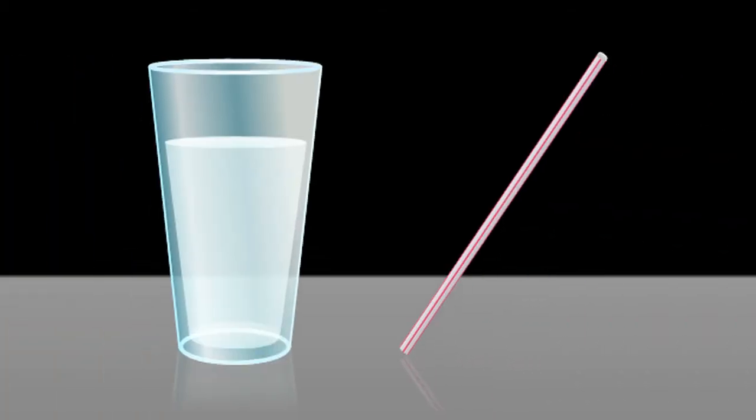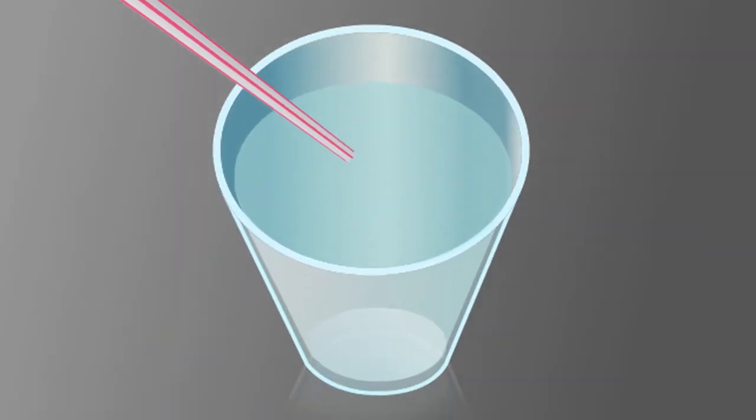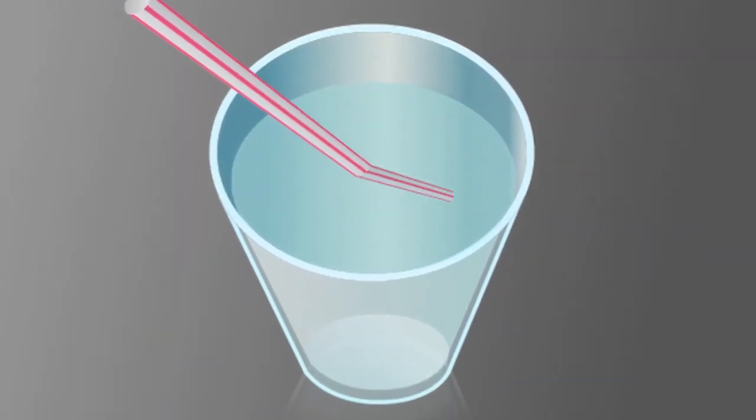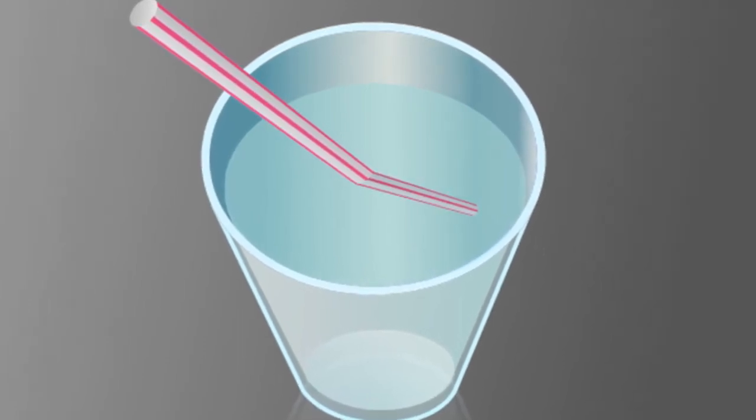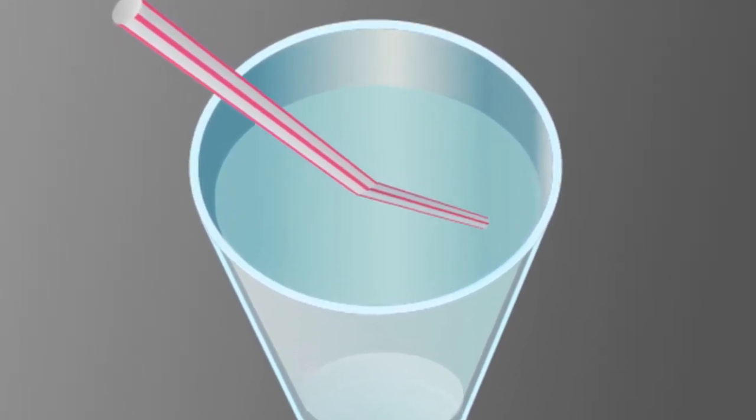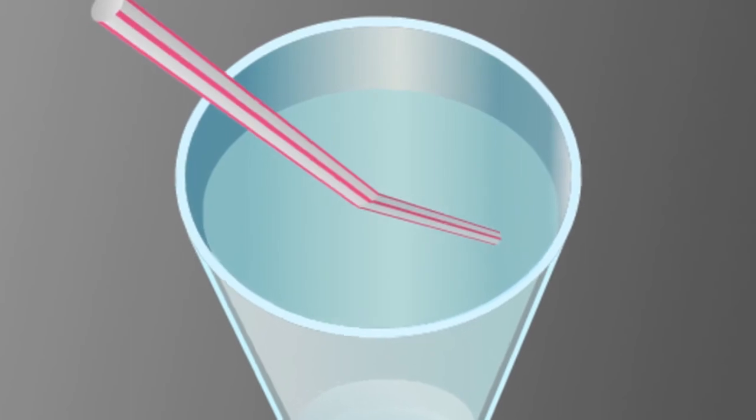You can test this easily using a cup and a straw. Put a straw straight into the water, and just like with the oar, it appears bent because of the illusion that light is traveling in a straight line.